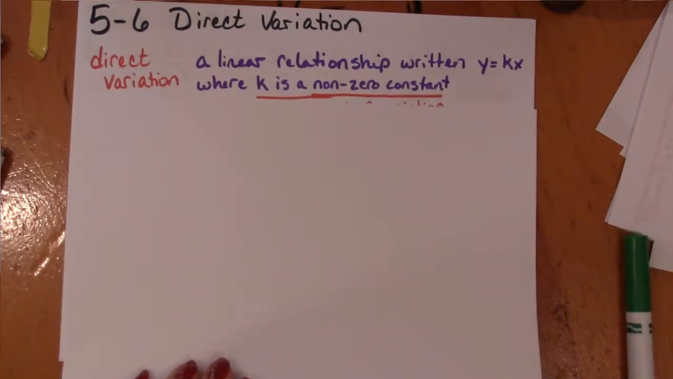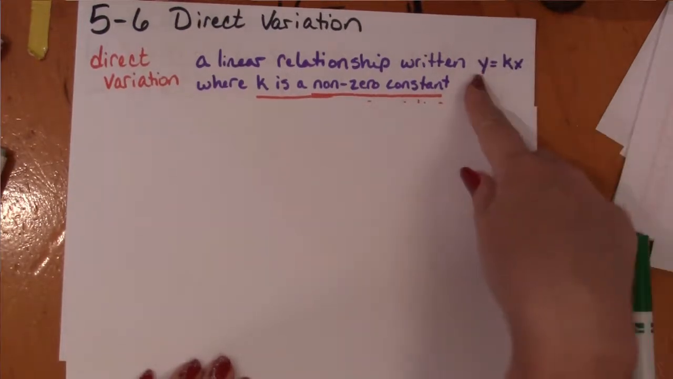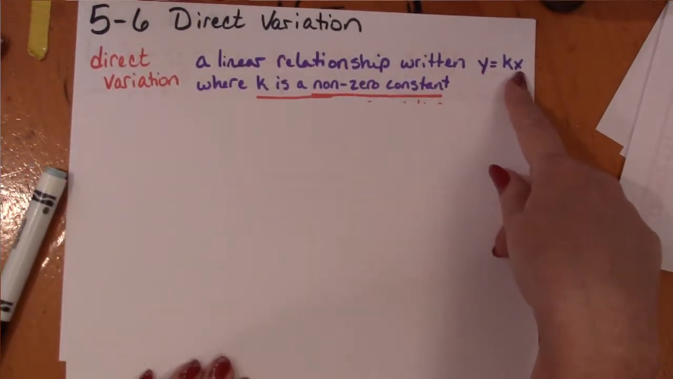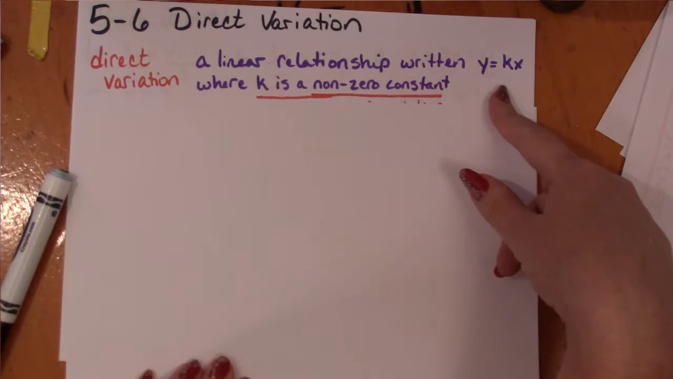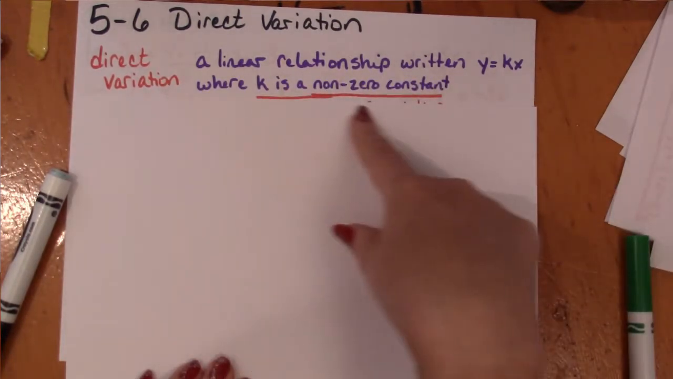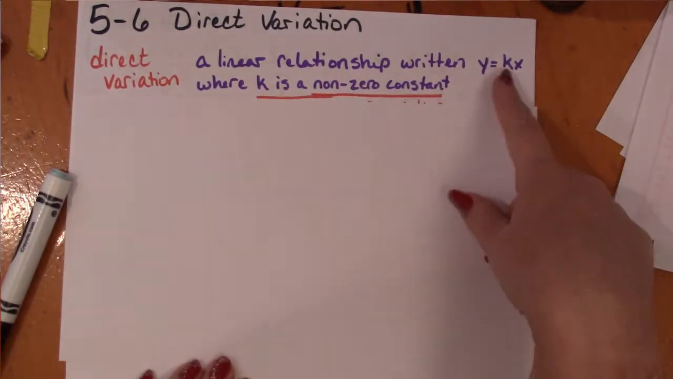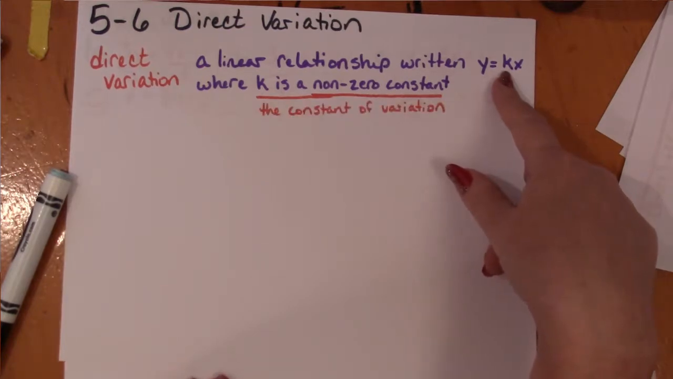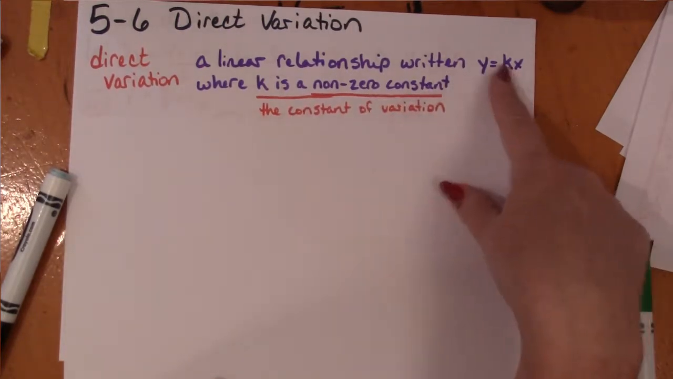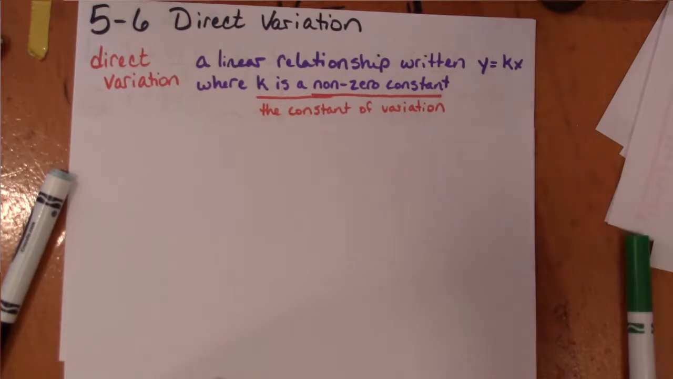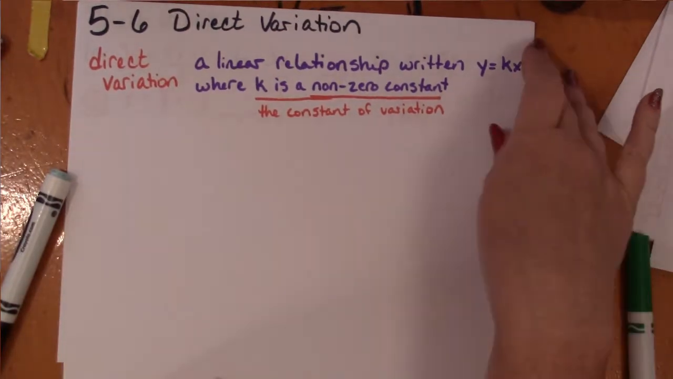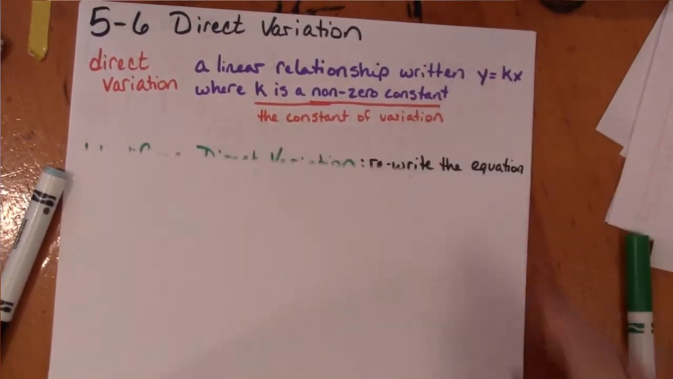Direct variation is a linear relationship that can be written y equals kx, and that's all it can have. And k is a non-zero constant. K can't be zero. And they call k the constant of variation. So when you're being asked questions, I need you to remember that title.